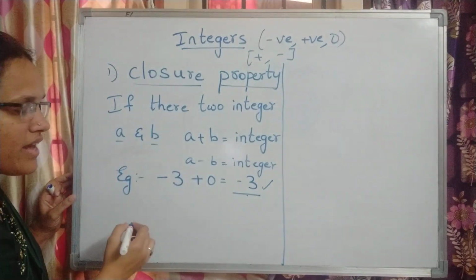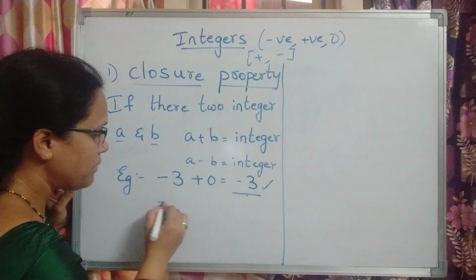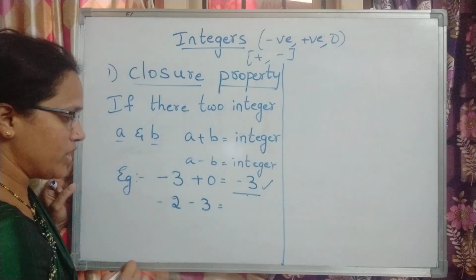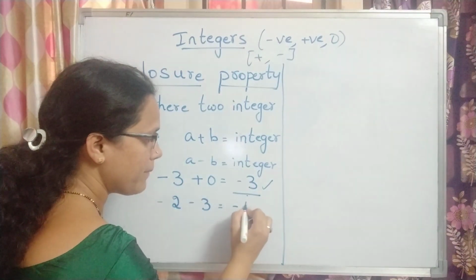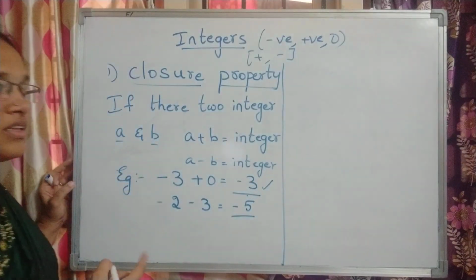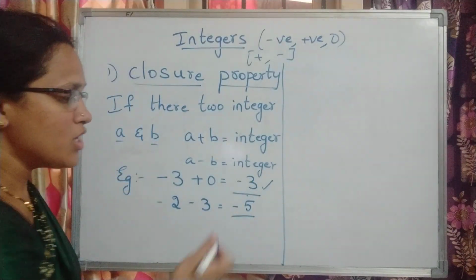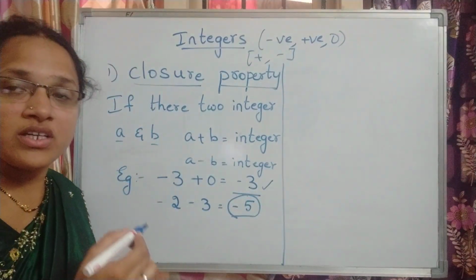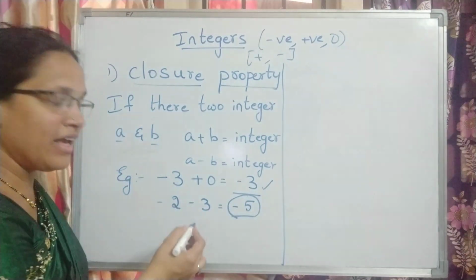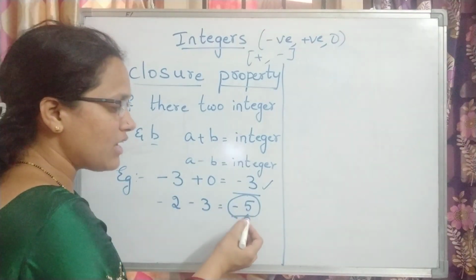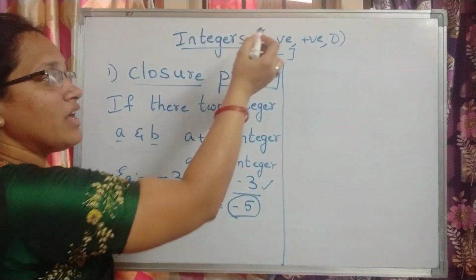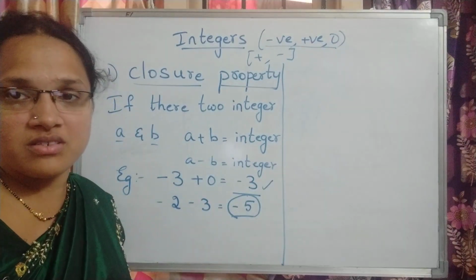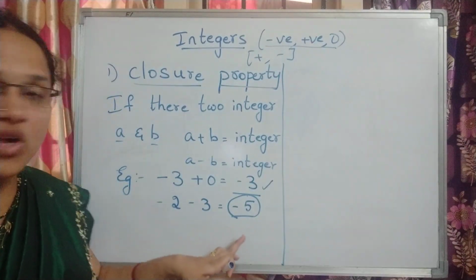In a similar manner, let me take another example. Minus 2 minus 3 is equal to minus 5. This is an integer. So you should know that the answers obtained by adding or subtracting are in the set of integers. They are not any other numbers. That is what you have to observe.